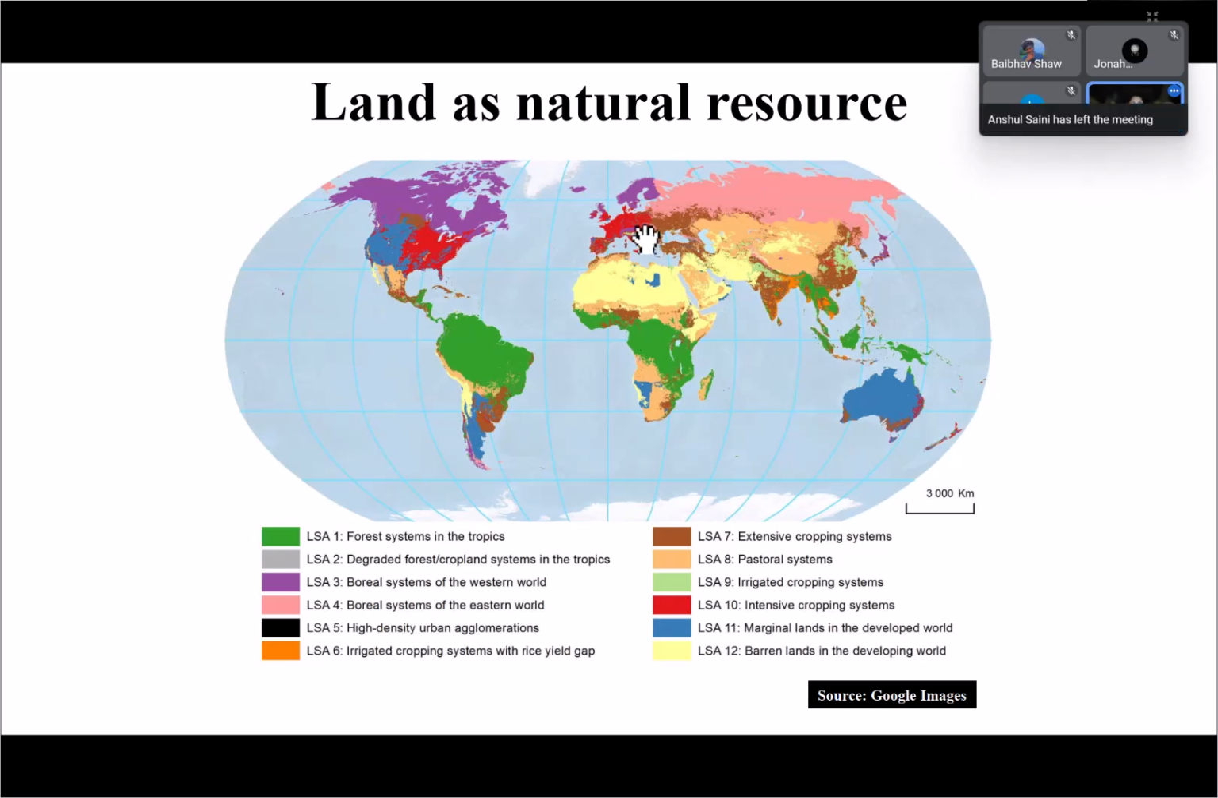Some of the places are being extensively used for boreal systems, some are used for pastoral, and some are used for agriculture. And these are the places where you have overuse of this land for different purposes, and that gives rise to problems. And we looked into many different ways of what these lands are used for.